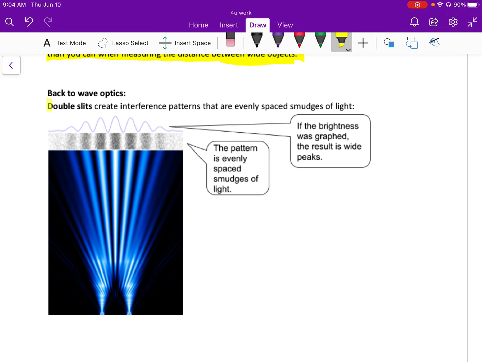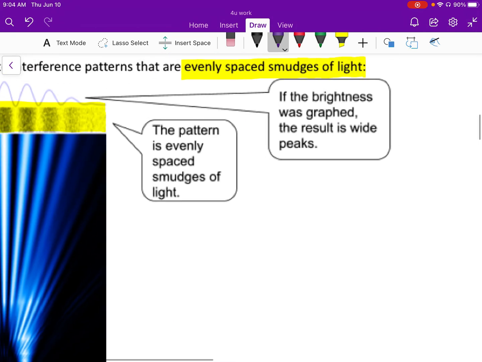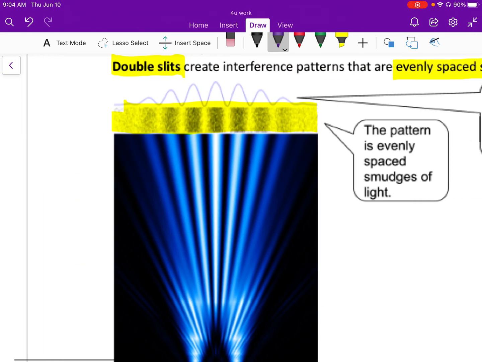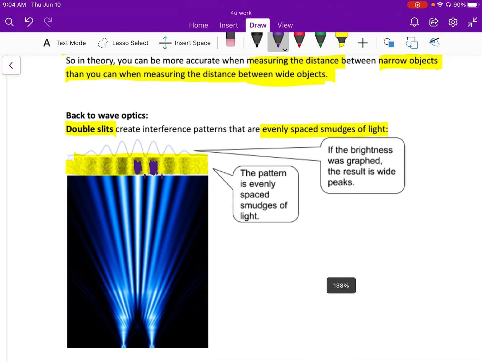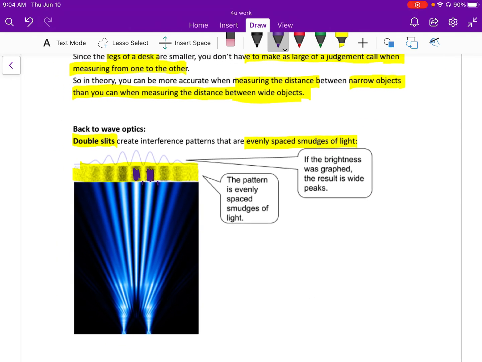From last lesson, double slits. Double slits create this cool interference pattern. I'm going to describe them as evenly spaced smudges of light. So I grabbed this off the internet. When you see the data, this is kind of what it looks like, this kind of weird smudginess. There's light hitting here, but then no light hitting right next to it. Then light hitting here, then no light hitting right next to it. That's the classic double slit pattern, these smudges of light that fade to dark and then come back.